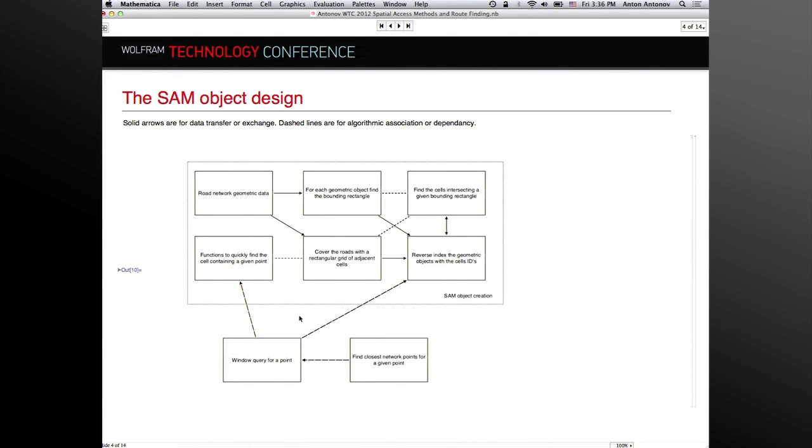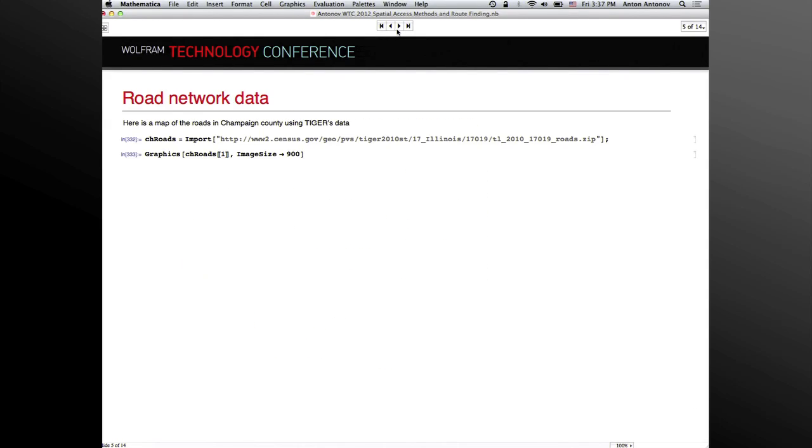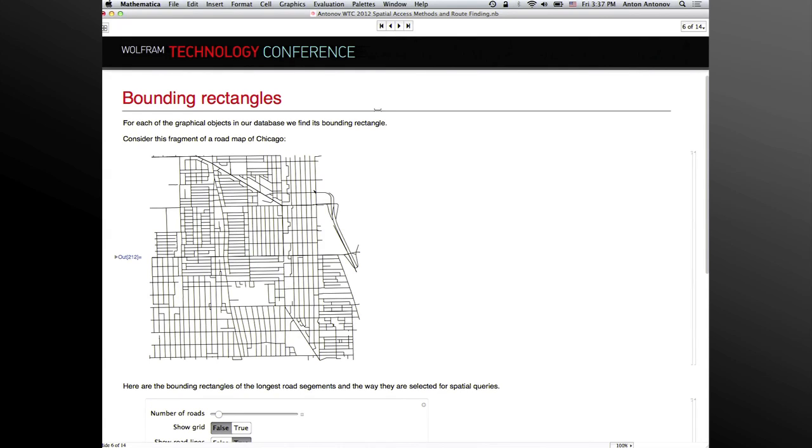What this object, after its initialization, is used for is to do the window queries, which I already demonstrated, and also to do some queries like find the closest path. Sometimes the point you're located at is not close to any road, so sometimes you might want to know what is the closest road to where, say, your car is at. And so this is the kind of functionality which uses the window query. All right, so this is a fragment of the Chicago area.